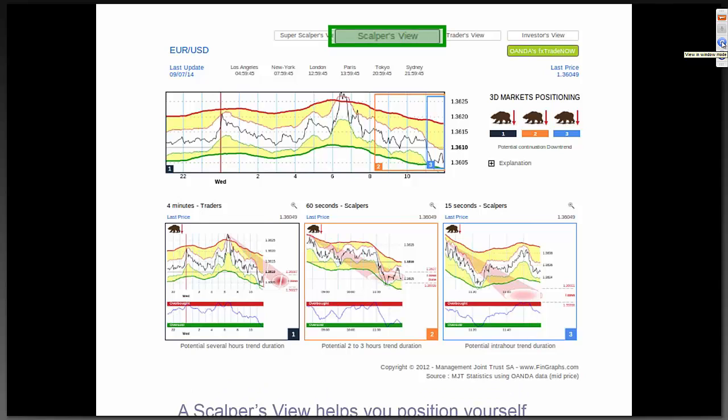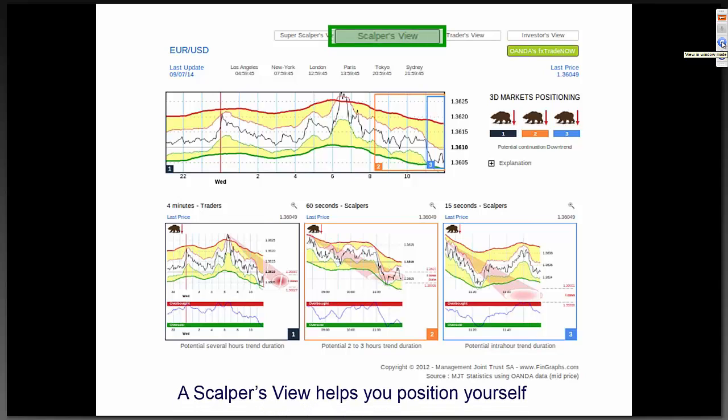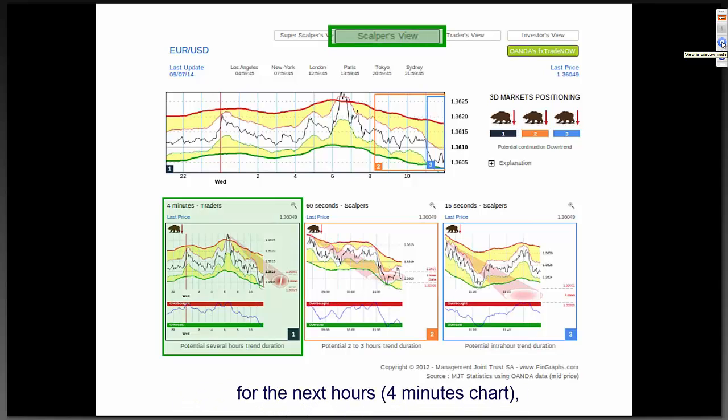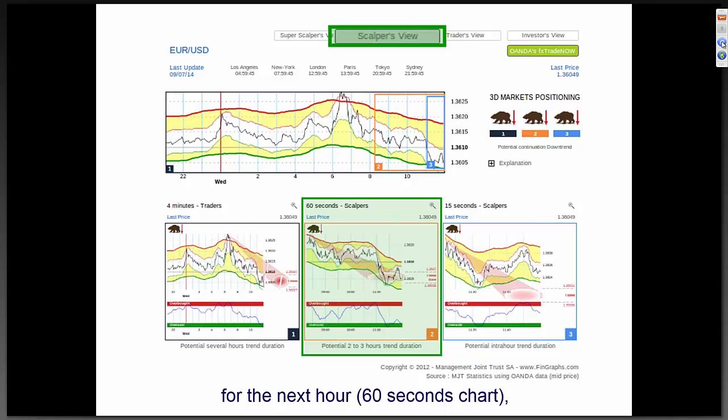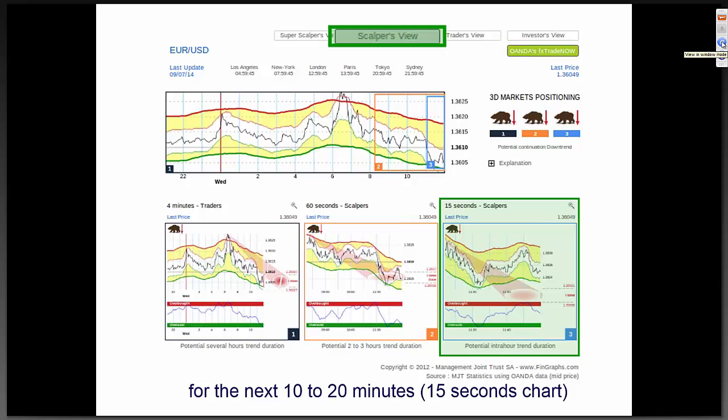A scalper's view helps you position yourself for the next hours with the 4-minute chart, for the next hour with the 60-second chart, and for the next 10 to 20 minutes with the 15-second chart. A scalper's view is for traders that do spend quite a bit of time in front of the screen, want to position themselves during the day, during the next hour, during the next minutes.